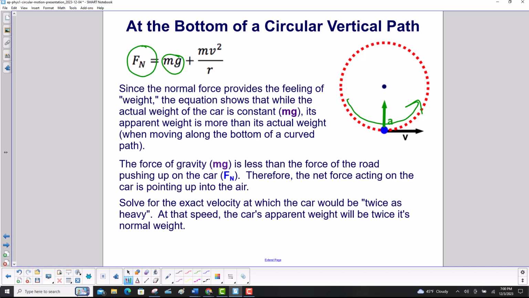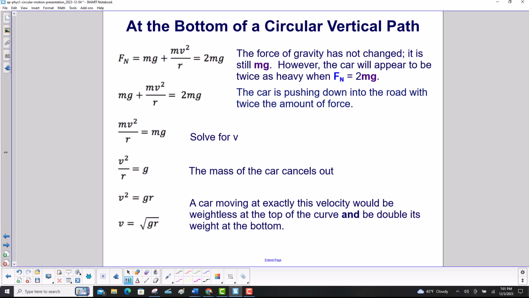Let's solve for the exact velocity at which the car would be twice as heavy. At that speed, the car's apparent weight will be twice its normal weight. So we start with our normal force, the equation we came up with in the previous slide, but this time, what we're going to say, the normal force will be 2 mg, not 0. The car this time is pushing down into the road with twice the amount of force.